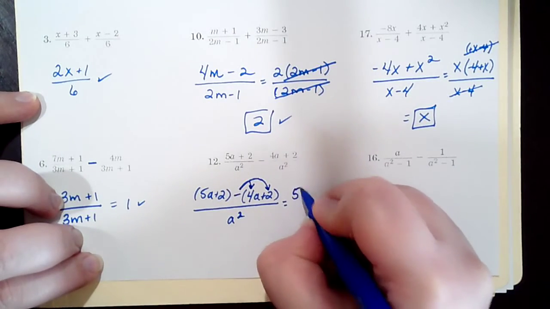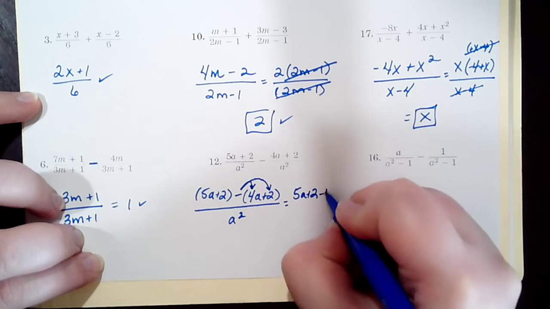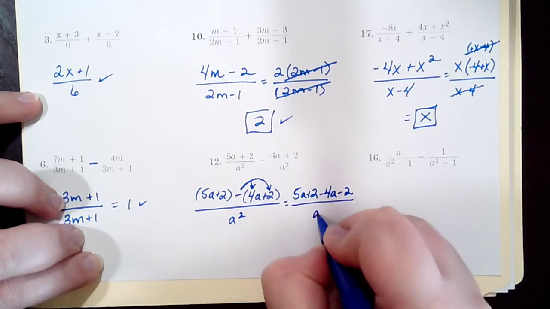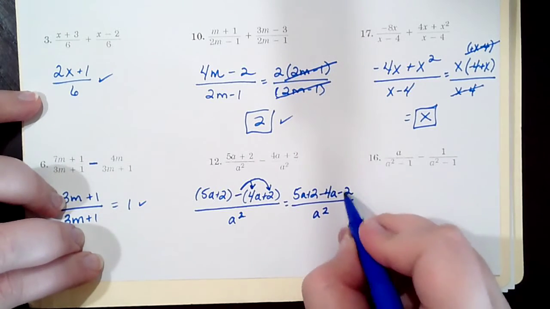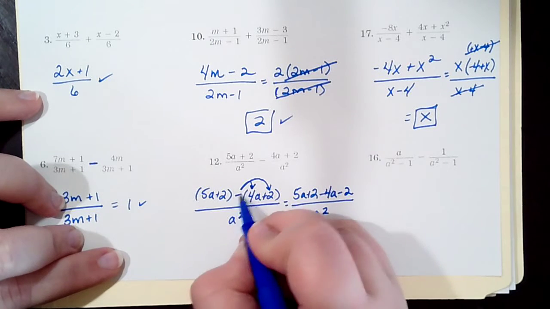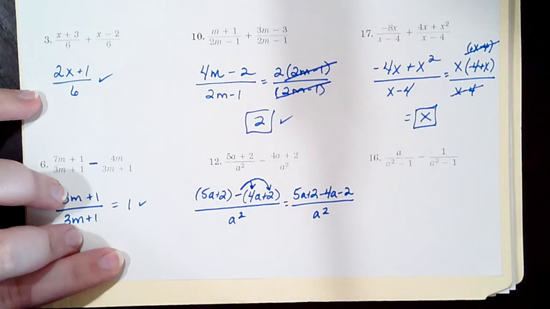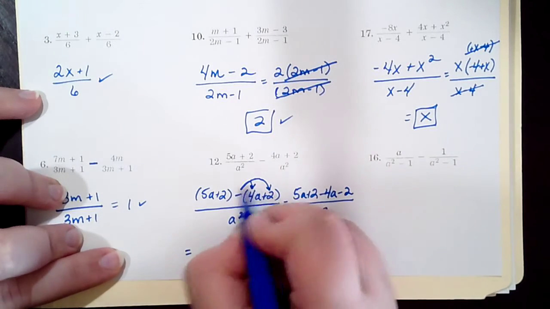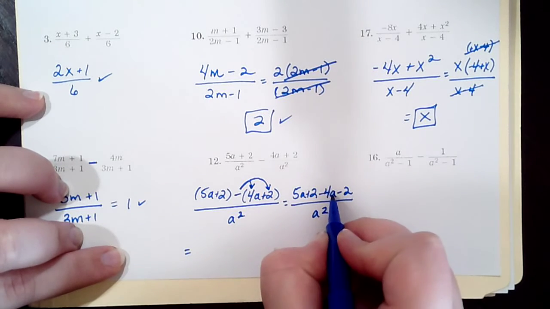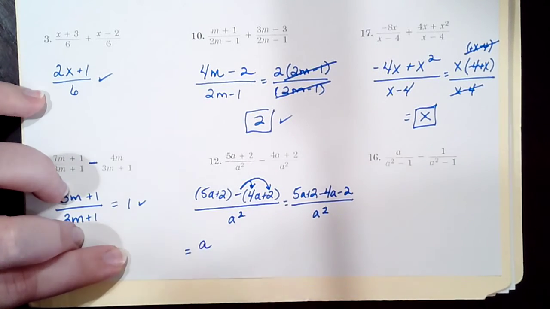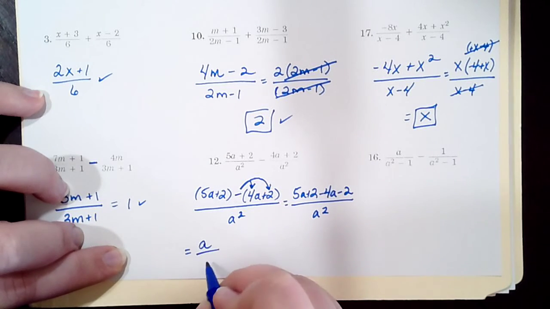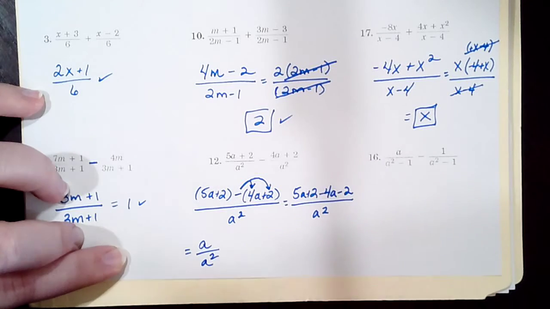Rewritten, this is the same thing as 5a plus 2 minus 4a, and when I give it to the second one, minus 2, all over a squared. If I hadn't done this, that 2 would have stayed positive and I would have gotten the problem wrong. I have to be careful of that negative. All right, now let's combine like terms now that we've dealt with that tricky negative sign. 5a minus 4a is just a. Positive 2 minus 2 is 0. So I'm left with a over a squared.